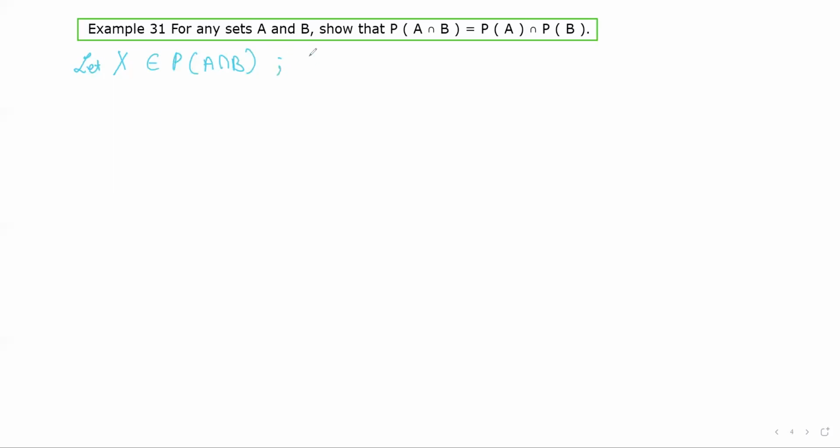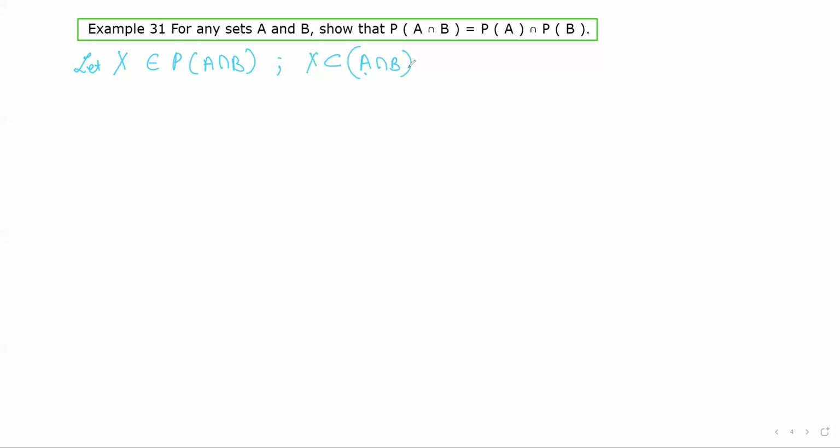If you have an element of the power set of A intersection B, then you can say that X is a subset of A intersection B. Now, a power set is a set of subsets, which means that in the subset, you will also have A intersection B as one of its elements. Also, X belongs to this. X is a part of this. X belongs to the set of subsets. So X is a subset of A intersection B. Only then will it be a part of the power set of A intersection B.